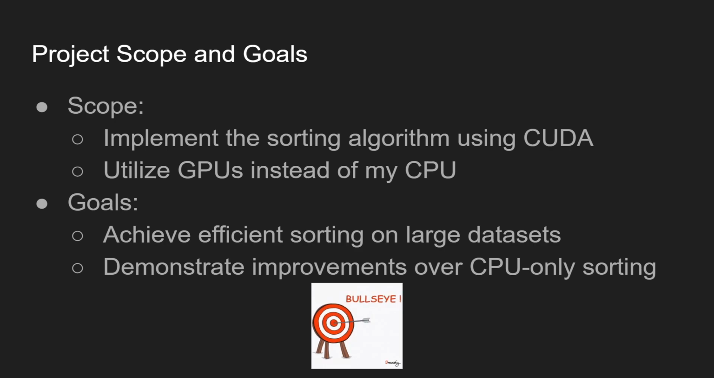All right, so talking about the project scope and goals. For this project, I'm aiming to implement the sorting algorithm, the bitonic sort, using CUDA. I want to utilize my GPU instead of my CPU. So I'm going to design two different versions of this algorithm, one for my CPU and one for my GPU. The goal is to achieve a more efficient sorting algorithm through the GPU and demonstrate improvement over the CPU.